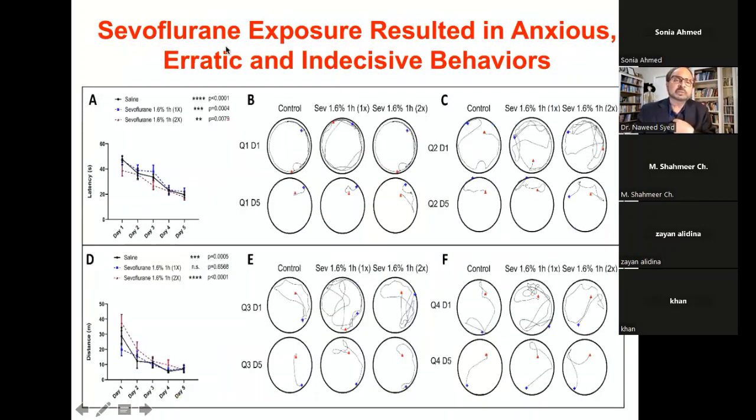We also noted something very interesting that has never been reported before, which is that the sevoflurane exposure results in anxious and erratic and indecisive behavior. If these animals were exposed earlier, soon after their birth, maybe once or twice to anesthetics, these animals were anxious. They show activity patterns which are reminiscent of what you see in hyperactivity syndrome or ADHD. They were erratic and indecisive in their behavior.